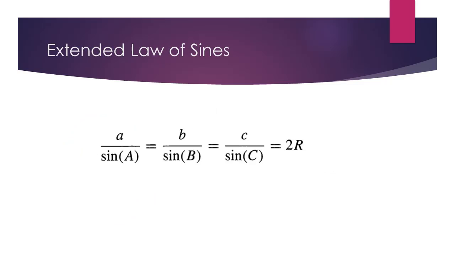And now we have finally proved that a over sine A is equal to b over sine B, which is equal to c over sine C, which is equal to 2R, which is the extended law of sines.